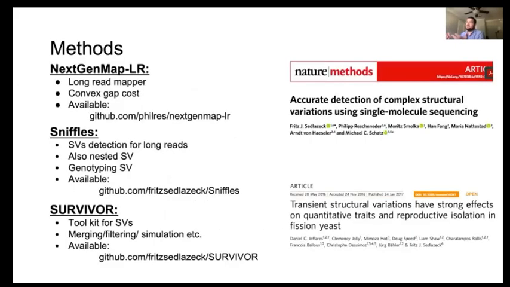For the sake of completeness, these were the main methods that we are using: NGMLR to map, Sniffles to call structural variants, which are both published in Nature Methods, SURVIVOR to merge and compare structural variants and to distill summary statistics of structural variants into loci, which was published in Nature Communications.